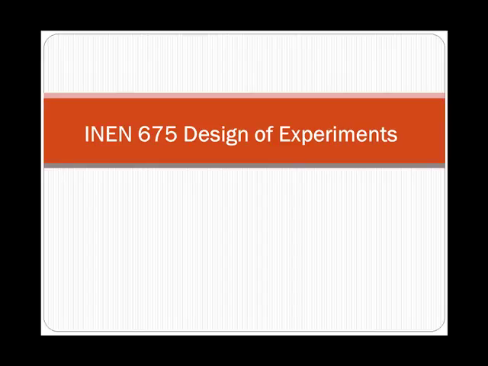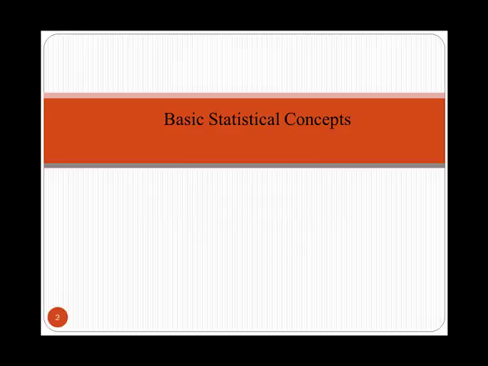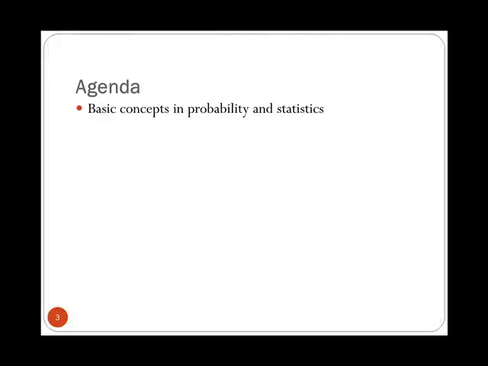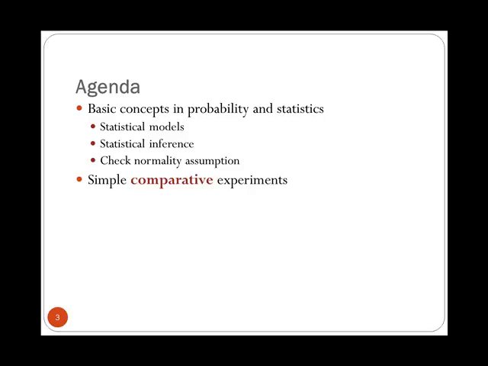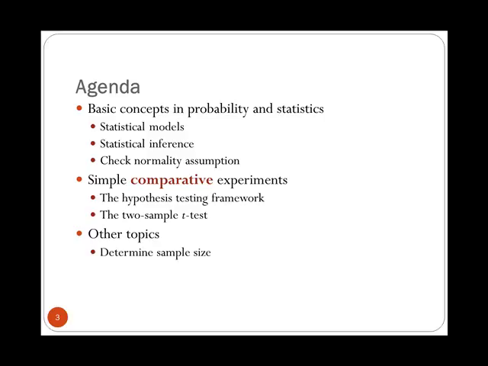This video covers Lecture 2, Basic Statistical Concepts. We'll talk about the basic concepts in probability and statistics, including statistical models, statistical inference, and checking the normality assumption. We'll introduce simple comparative experiments, the hypothesis testing framework, and the two-sample t-test. Some other topics include how to determine sample size, randomization tests, and paired comparison design.